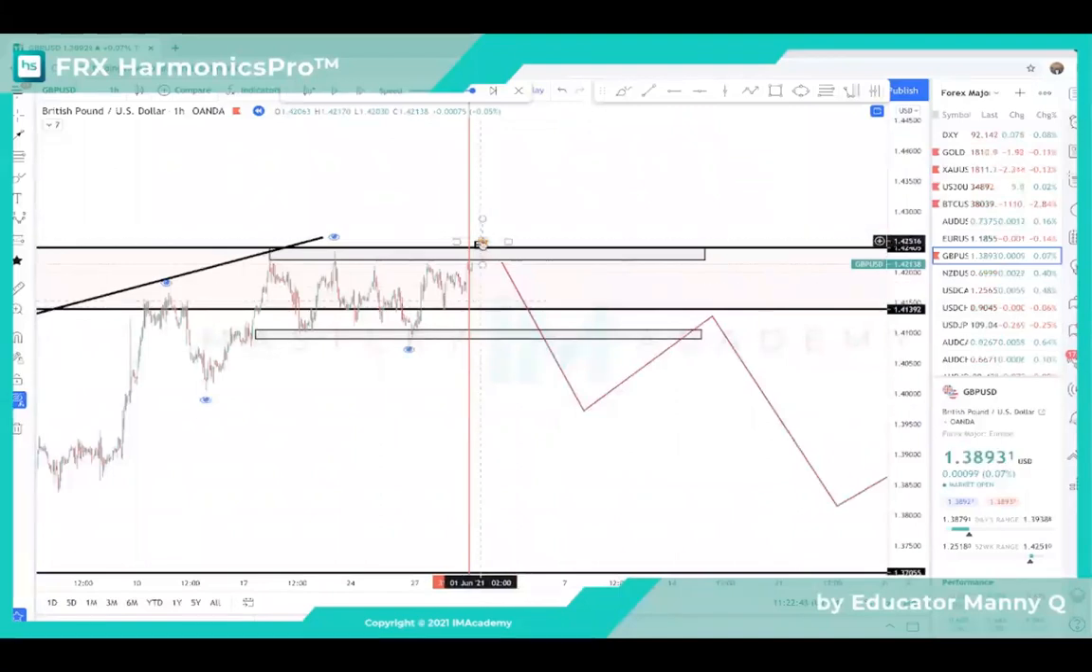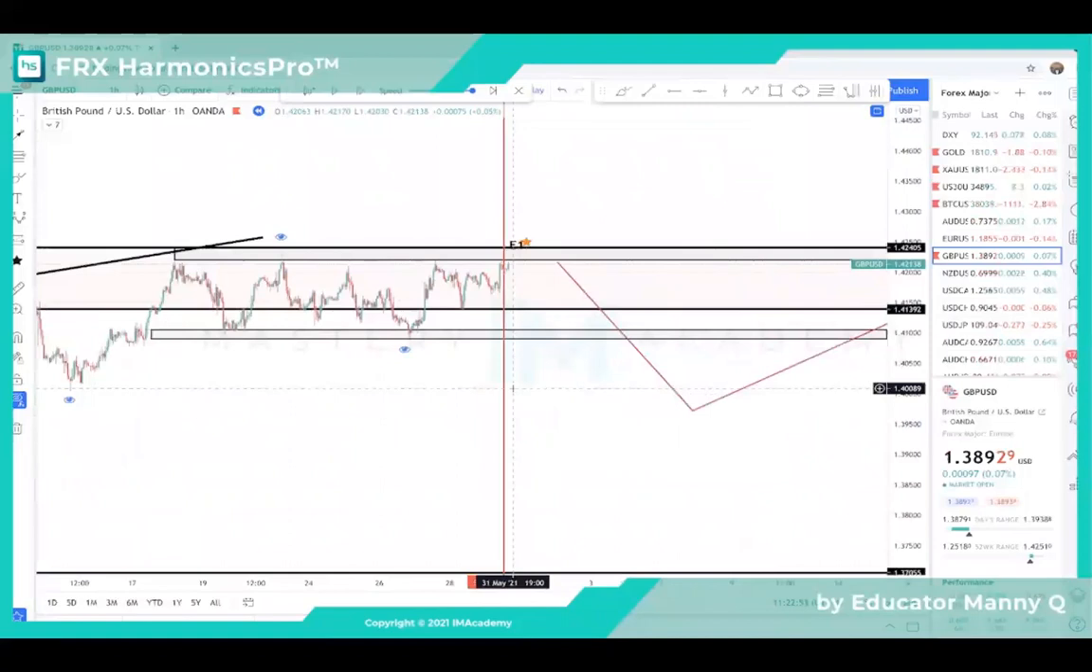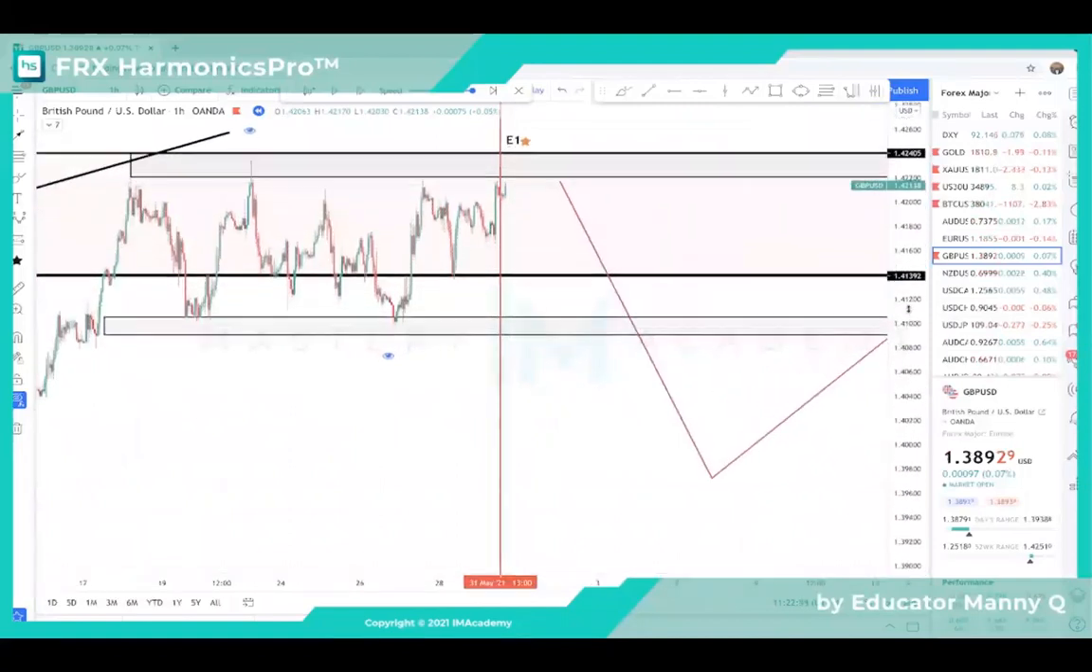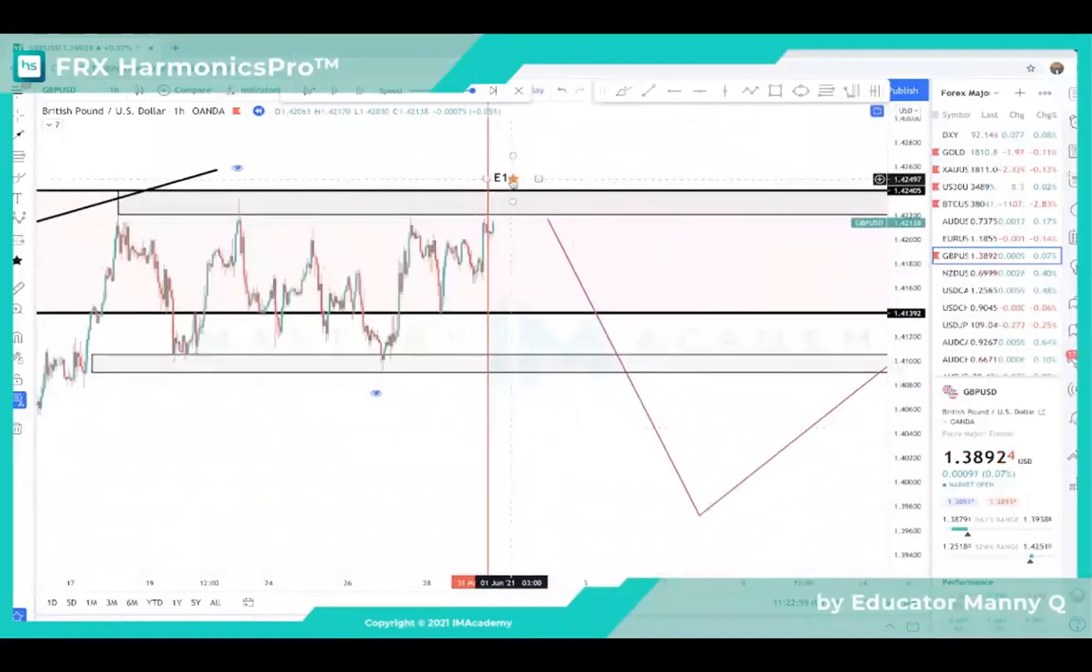I don't know if I want to sell this. I want to get a confirmation. I want to make sure that the market breaks that previous low following those market structure rules to make sure that that market's going to go down. All right, no big deal.